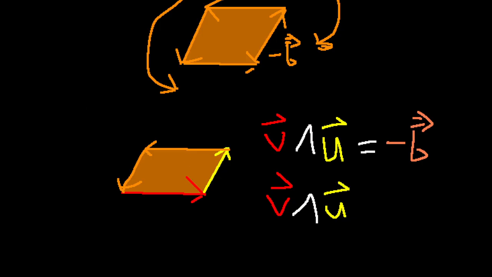U, and this is equal to minus sign. Yep. And then U wedge, get the red, V.